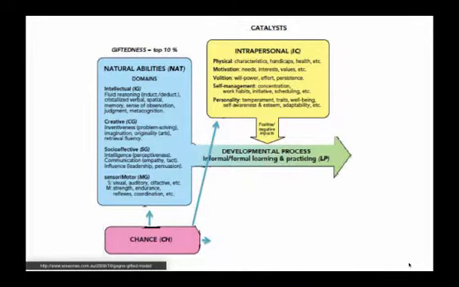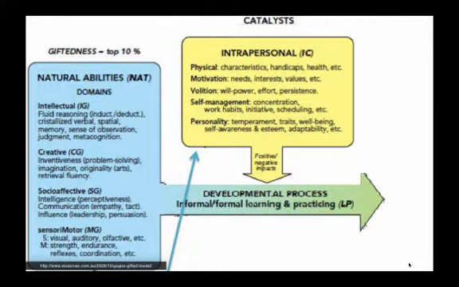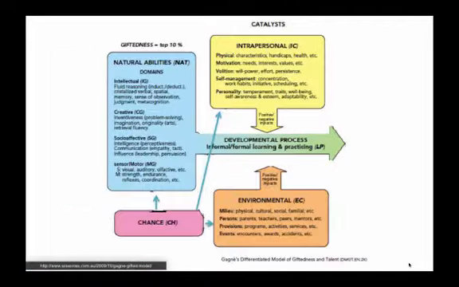Some of the catalysts are interpersonal. Do they have the physical ability to develop the talent, or is there some type of handicap that is holding them back? Or are they motivated or not motivated? We all know those students that have such high potential, but just are not motivated to achieve. Can they self-manage? In self-management, can they concentrate? Do they have good work habits? Will they take the initiative? Do they have the ability to schedule their activities in order to develop their talent? And finally, personality plays a role in whether the talent is developed or not developed.